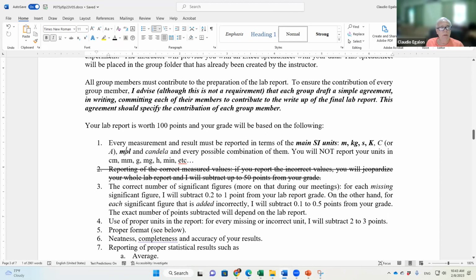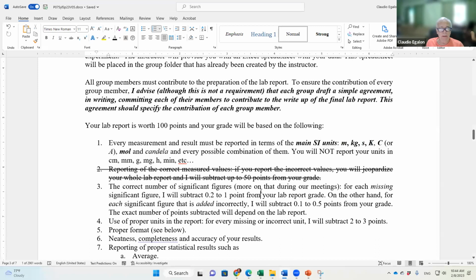In case we have experiments that deal with small charges, right? I'm gonna boldface that because we just covered coulombs and candela. There won't be any experiment with candela here. And every possible combination of them. You will not report their units in centimeters, millimeters, grams, milligrams, hour, minute, etc.